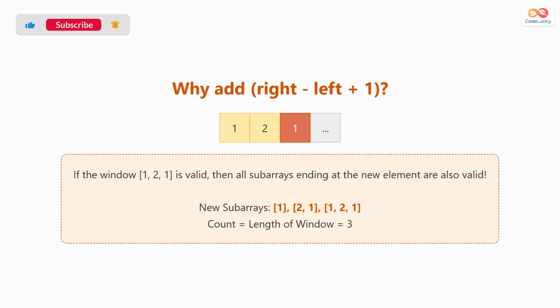You might wonder why we add right minus left plus 1 to the answer. Whenever we find a valid window ending at a new element, that new element forms valid subarrays with all previous elements in the window. For example, if the window is 1, 2, 1, adding the last one creates 3 new valid subarrays: the single element 1, the pair 2, 1, and the full sequence 1, 2, 1.